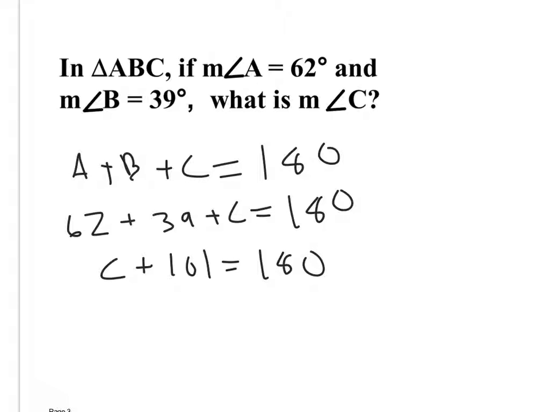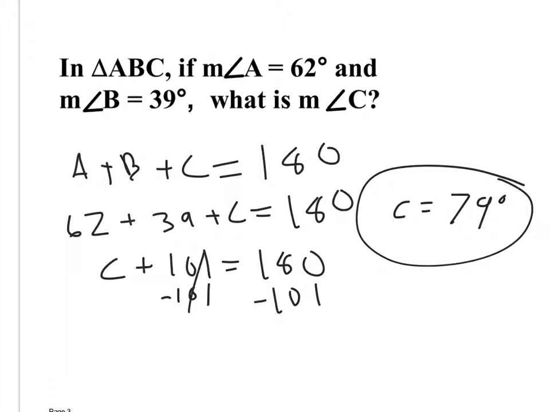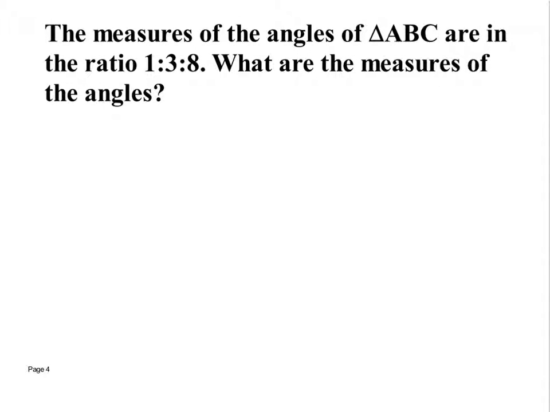So I look at what's being done to C, I do the opposite of it. I'm adding 101, so I subtract 101. So the measure of angle C is equal to 79 degrees. And that's my answer. The measures of the angles of triangle ABC are in this ratio, 1 to 3 to 8.